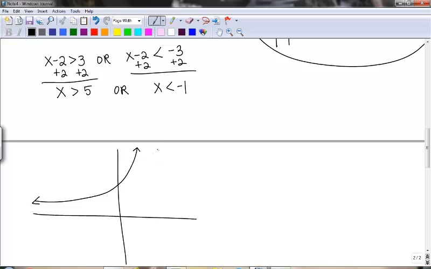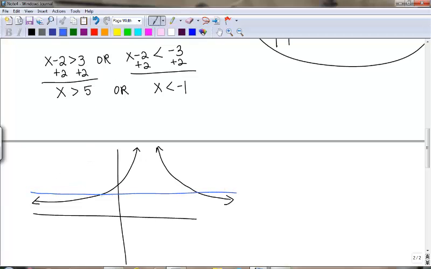Put arrows on both ends because it does continue. Okay, and then if I graph in y sub 2, oh, we got to go a little bit lower. Y sub 2 if I do, okay, now find those points of intersection.